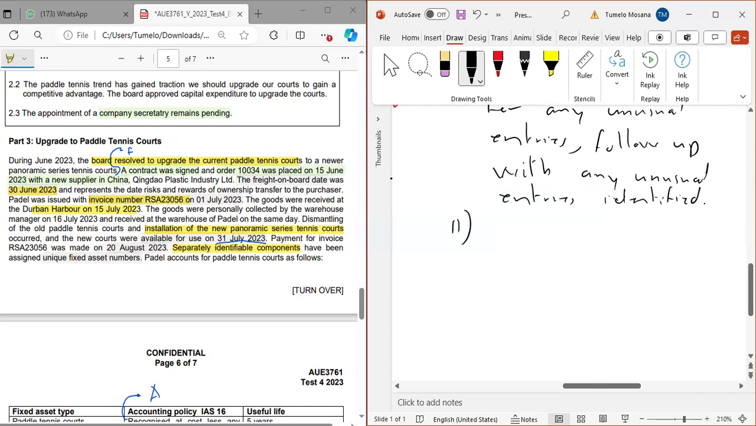So with reference to the second statement where it says payment for the invoice was made on the 20th of August 2023, this I'm not particularly interested in because it was made in the next financial year. So why would I want to perform substantive procedures for something that is being made in the next financial year, right? So I'm going to limit my substantive procedures to only one. Only one.